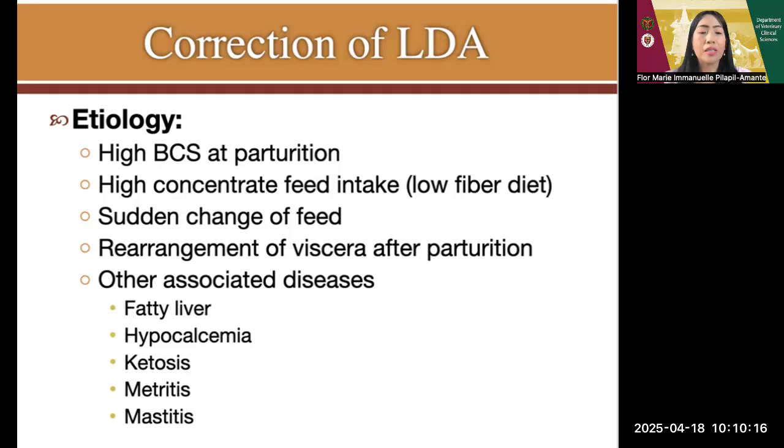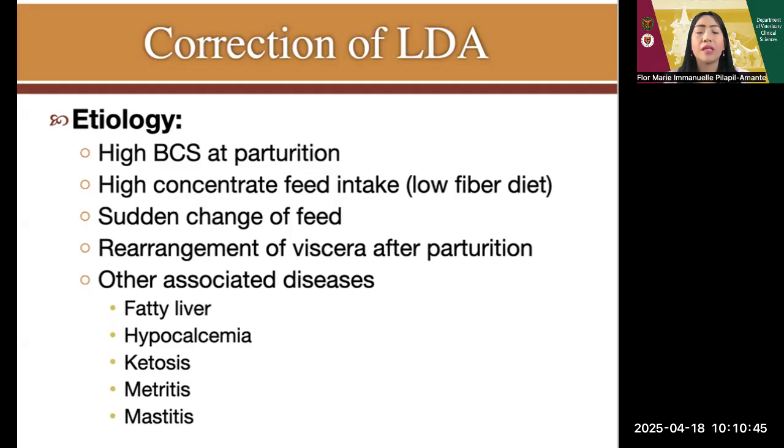And going forward, we also have a risk factor in the sudden change of feed. And we know that cows are creatures of habit and also their rumen microflora. So any disruption or change in the diet will be detrimental to the animal, and one of the possible causes is the left displaced abomasum. Due to immense pressure also during labor and parturition, the abdominal contents may be rearranged.